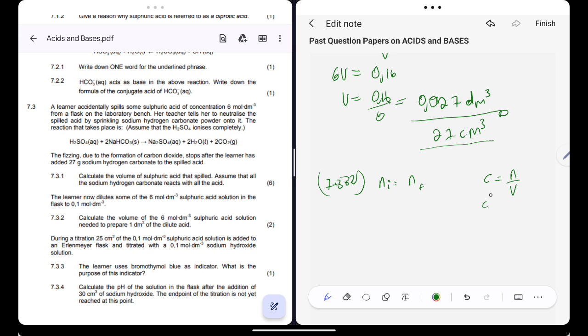So if I want number of moles, because I know that my number of moles will be unchanged, I'll simply say concentration times volume is the number of moles. So this simply means that the initial concentration multiplied by the initial volume is equal to the final concentration multiplied by the final volume. Are we together? The final concentration, remember, we're given to be 0.1 mole per cubic decimeter, and the volume is 1 cubic decimeter.